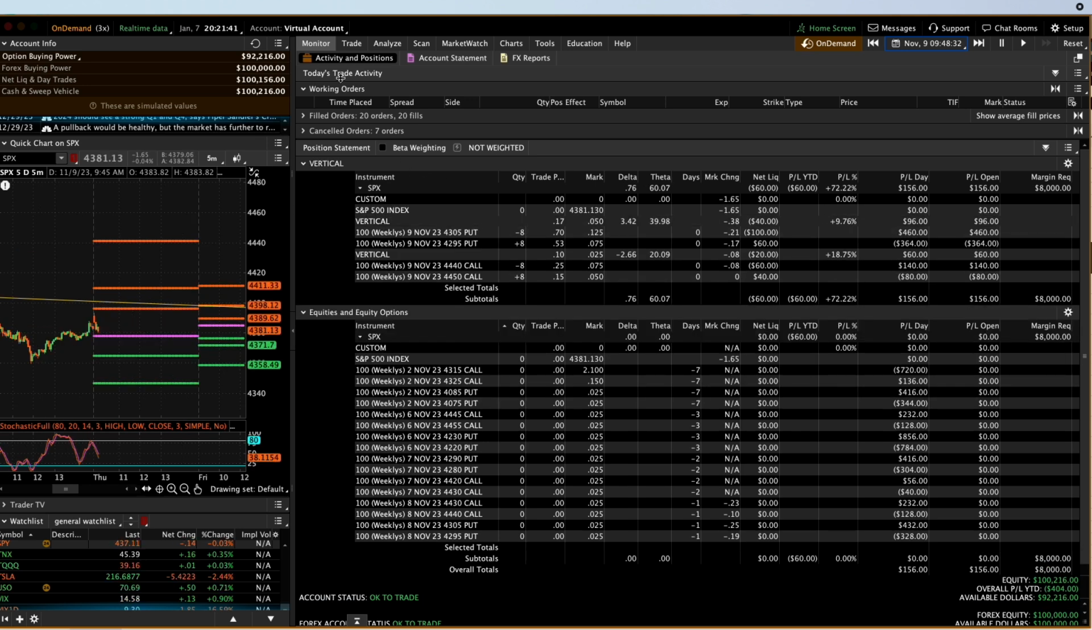So here's the next day, and you can clearly see that the market didn't really go anywhere, and our P&L is up. Our put is at 5 cents from 17, and our call is at 2 cents from 10, so we're definitely all ahead. And you can see we're back in the black, above 100,000 on our cash sweep vehicle.